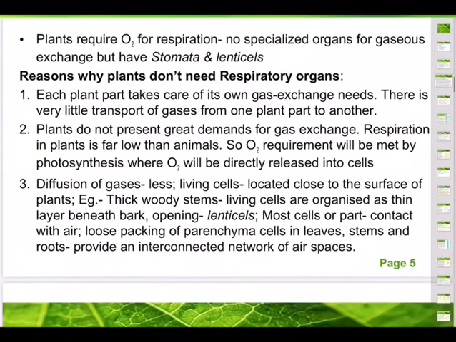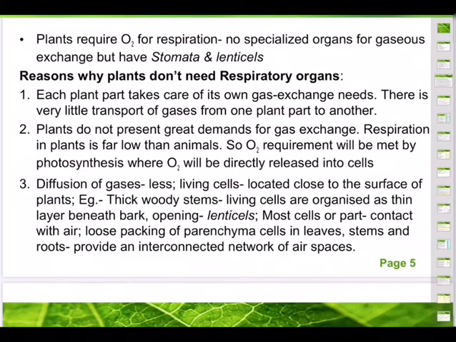Plants require oxygen for respiration. They have no specialized organs for gaseous exchange, but have stomata as well as lenticels. In our case, we have lungs for exchange of gases. In the case of plants, it is stomata and lenticels. Reasons why plants don't need respiratory organs: each plant part takes care of its own gas exchange needs, and there is very little transport of gases from one plant part to another.